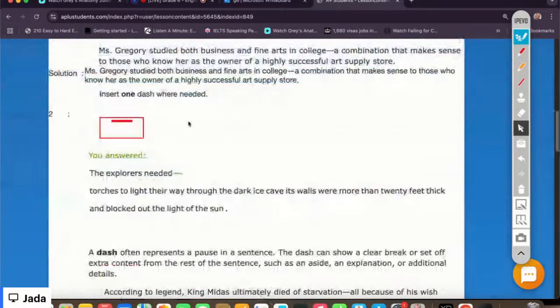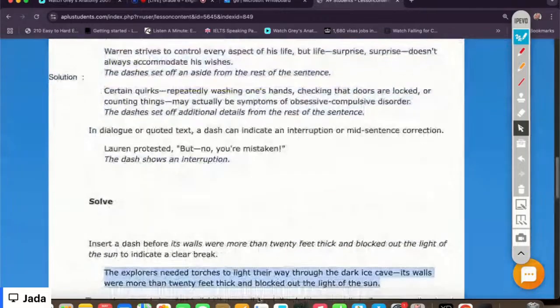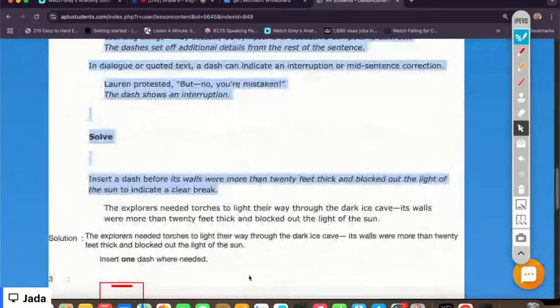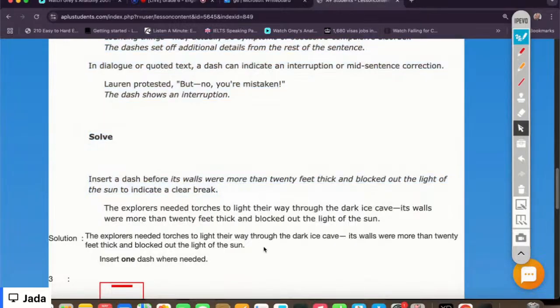Then we have the second one. We have: The explorers needed, then a dash, to feel their way through the dark ice cave. Its walls were more than 2 feet thick and blocked out the light of the sun. So where should we add the dash? So we have what's in between cave and its walls. Okay, so this one just shows a clear break. It just shows that it's a long sentence that just needed a clear break, and then it continues.